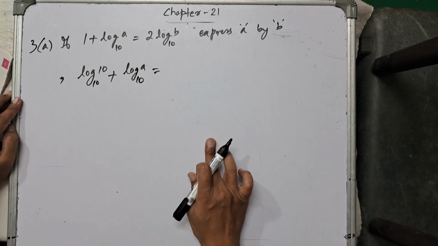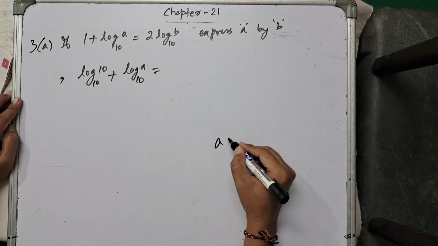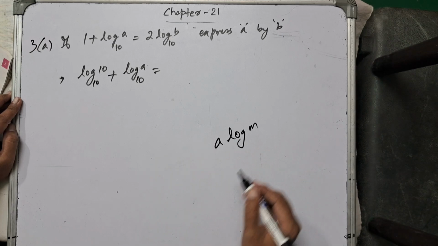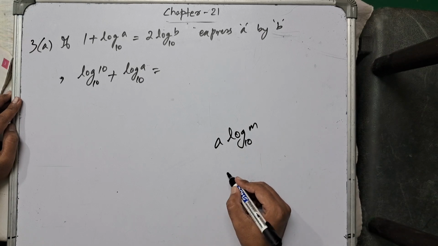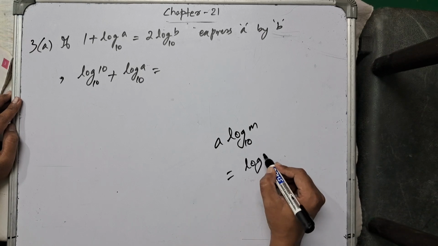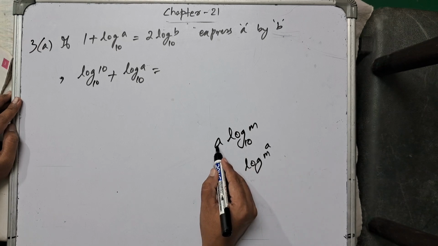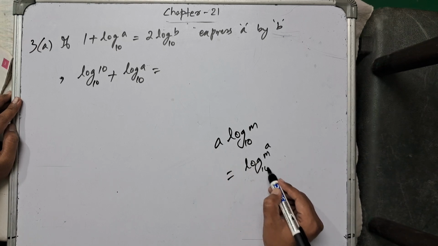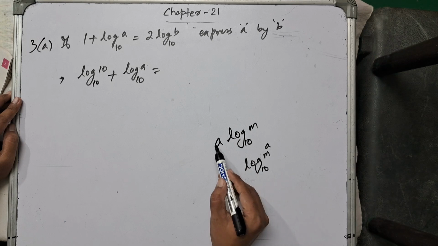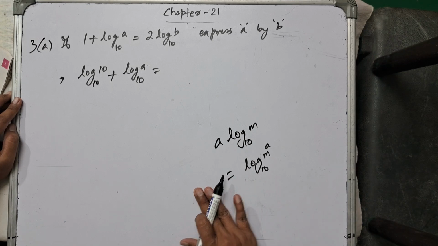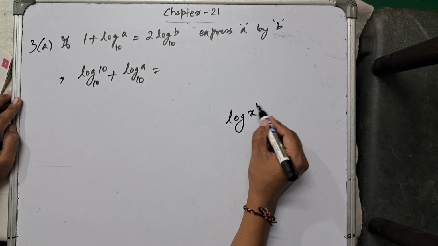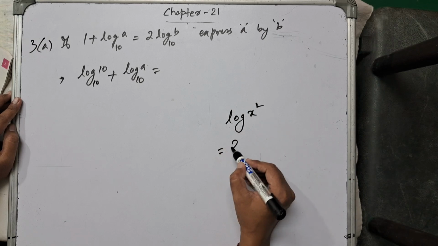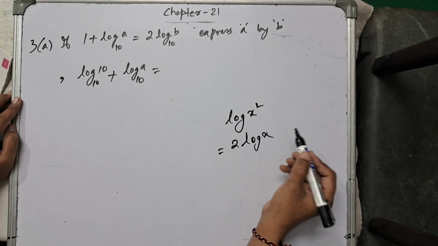If we have a log m, suppose the base is 10, now this can be written as log m to the power a. This a will go here as power to the base 10. The coefficient a will go here as power. I hope you got this. If we have log x square, then we write this 2 here as 2 log x.